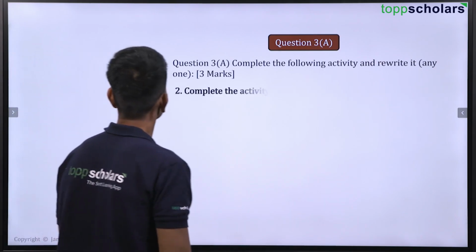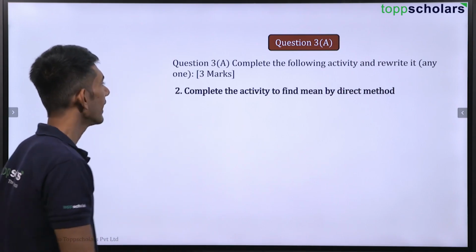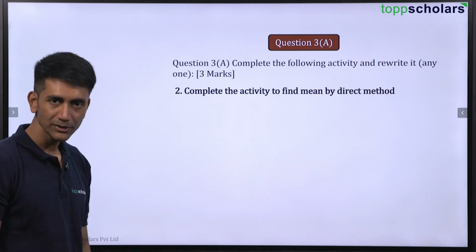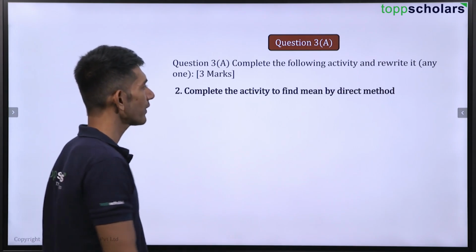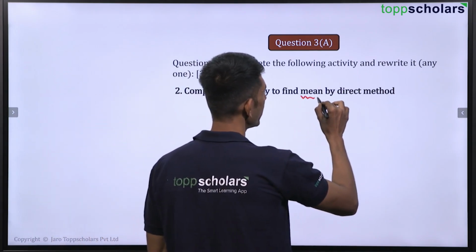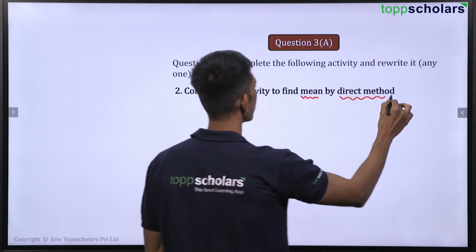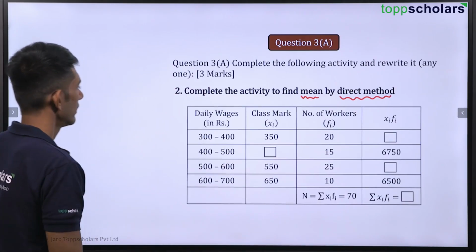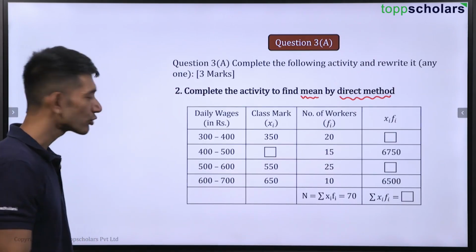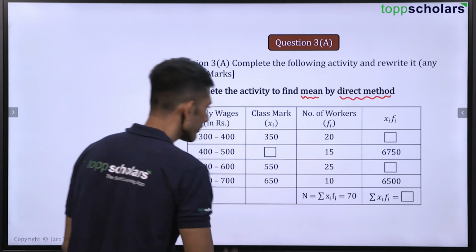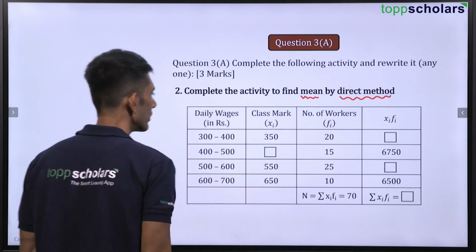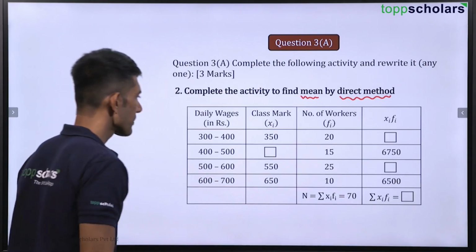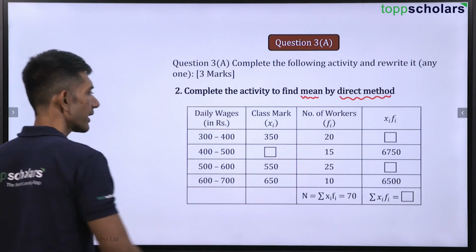Correct. Okay, so this is the second question. Again, this is an optional question basically. So here we are supposed to find out the mean of the data by direct method. And what is given? The data talks about the daily wages in rupees and the number of workers. So if you see, there are some blanks here.